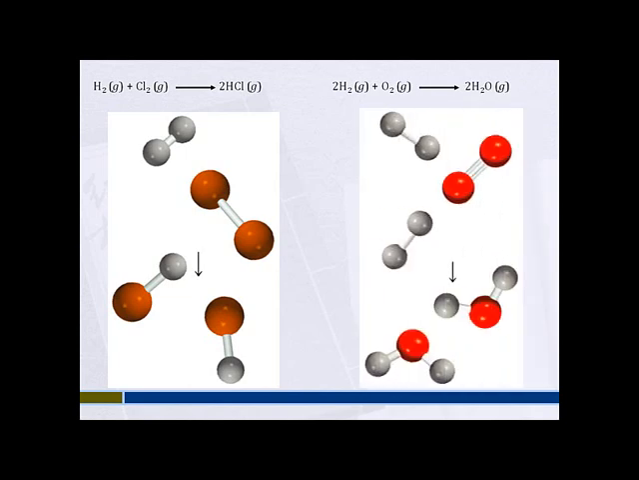Here are two examples of reactions that we could do the calculations for. The hydrogen and the chlorine make the two HCl's. Notice you're going to break an H to H bond and a Cl to Cl bond, and you'll make two H to Cl's. In the case of hydrogen reacting with oxygen, you have two H to H bonds, one O to O double bond to break, and then you reform to make the waters.